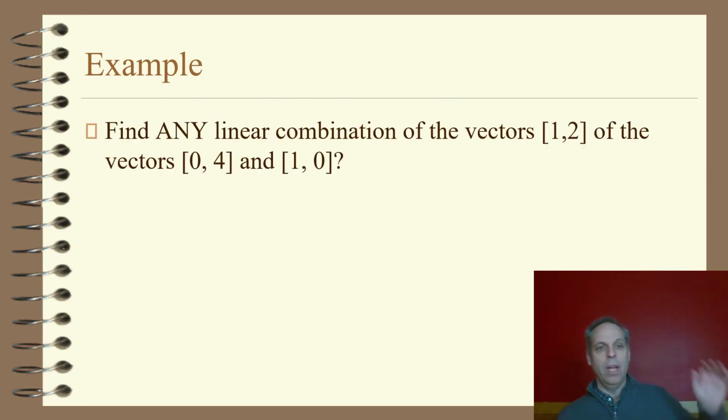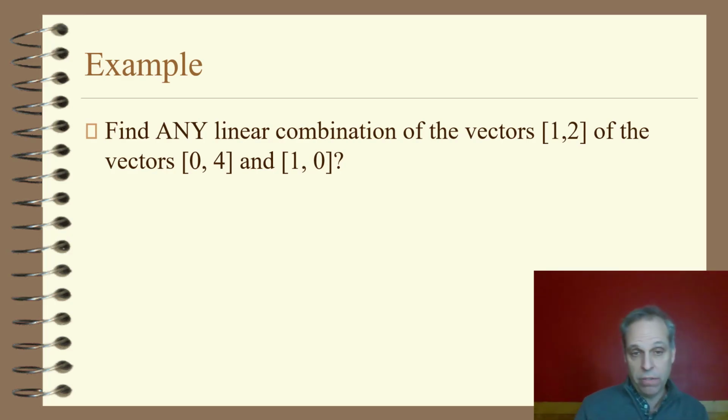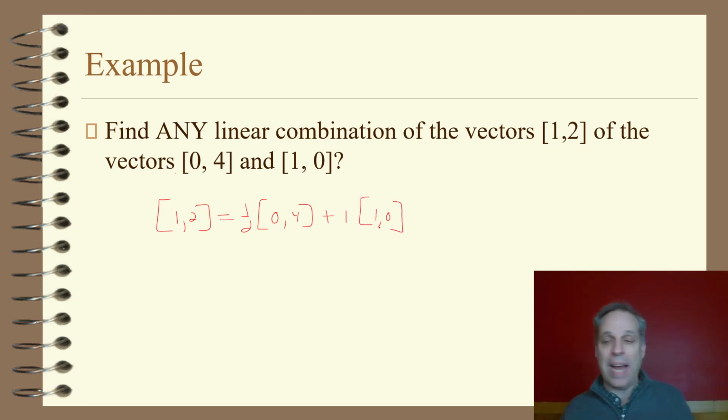That's not actually always going to be true, as you'll see in a minute. Let's try it again, though. Can you find any linear combination of the vector 1, 2 using the vectors 0, 4 and 1, 0? Yeah, easily. Because notice, if I want to find that, I could say the vector 1, 2 is just equal to 1/2 of the vector 0, 4 plus 1 times 1, 0.